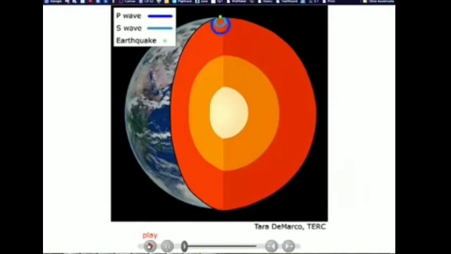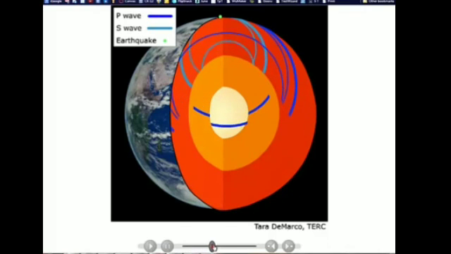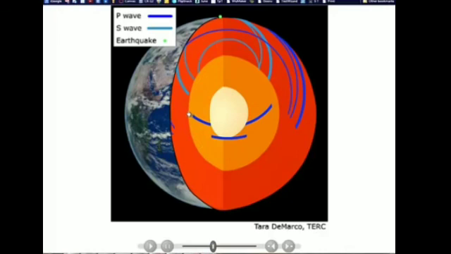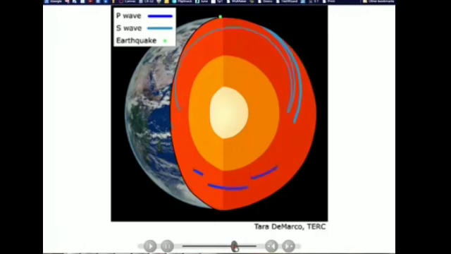So real quickly here, you're going to see the P waves in dark blue and the S waves in light blue. And if we take a look at this, we'll see that the P waves and S waves both travel through the mantle. The P waves go into the orange outer core, but not the S waves. See how the light blue does not enter it? And as we continue all the way down, we're going to get this gap in here, and this is our shadow zone.